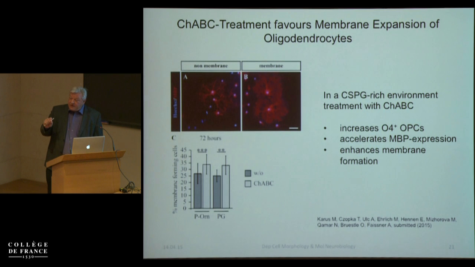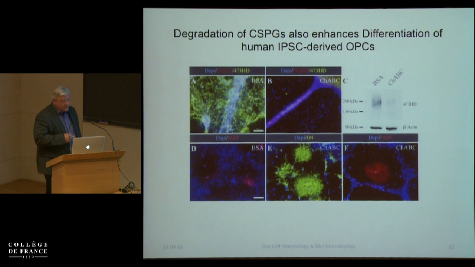These observations are not limited to rodent oligodendrocyte precursors, but seem also to hold true for human oligodendrocytes that we could derive from reprogrammed pluripotent stem cells in collaboration with Oliver Brüstler in Bonn. You see here a very nice expression of the chondroitin sulfate domain in OLIG2 positive cells. Upon treatment with chondroitinase ABC, we have an enhanced maturation and an increase of myelin basic protein expression in that system as well. So it seems also to be relevant for human oligodendrocytes.